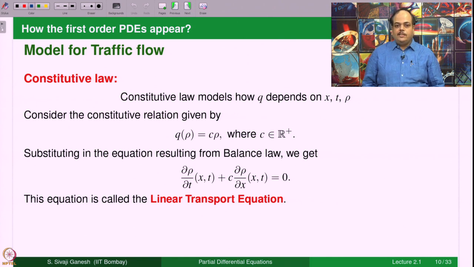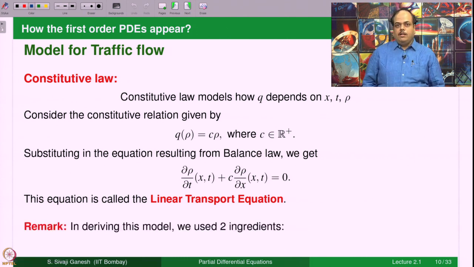It is clear that this is a linear equation because the unknown quantity rho itself does not appear nonlinearly. What appears are its first order derivatives, dou rho by dou t and dou rho by dou x, which appear with the power 1. So, this is a first order linear equation, c is a constant. Therefore, it is a linear equation. Why is it called a transport equation? Something must be transported from somewhere to somewhere. It must be from some time t equal to something to future times. So, in deriving this model, recall that there were two main ingredients. The first one was the balance law and the second one is a constitutive law or constitutive relation.